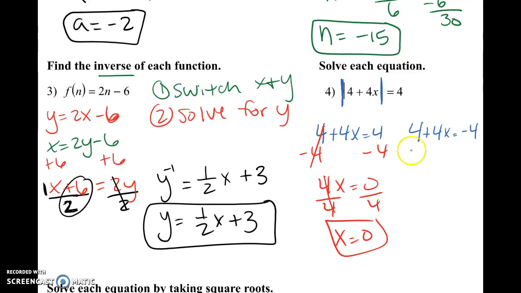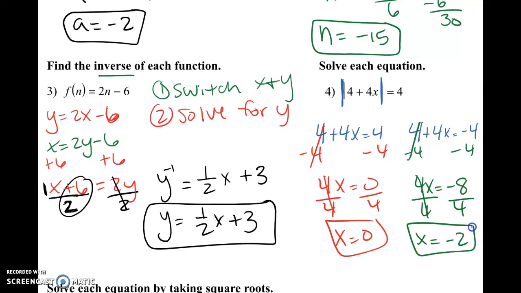For my second equation, if I subtract 4, I get 4x equals negative 8, divide by 4, and I get x equals negative 2. So my two values that I get for this absolute value equation are x equals 0 and x equals -2. And just to point out, the reason we have 2 is because we set it equal to the positive of this side, and we set it equal to the negative of that side.